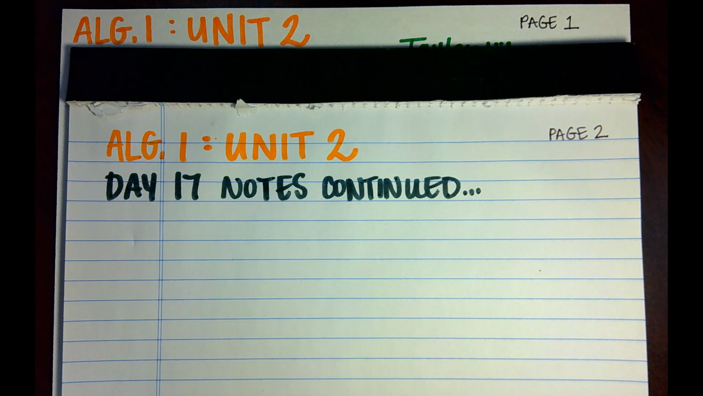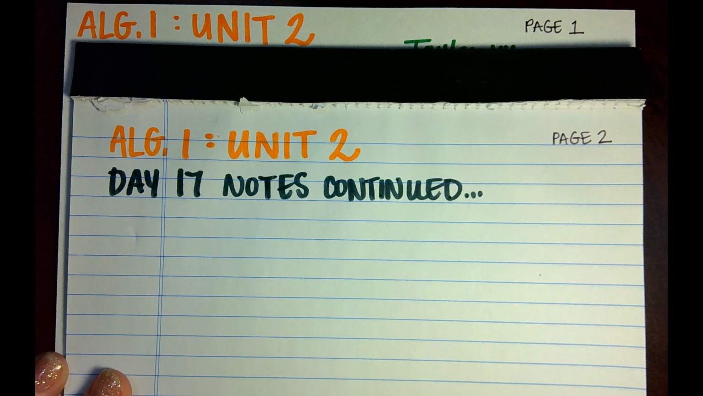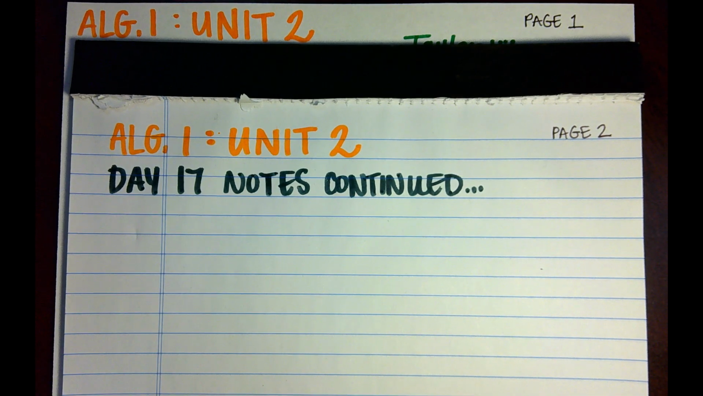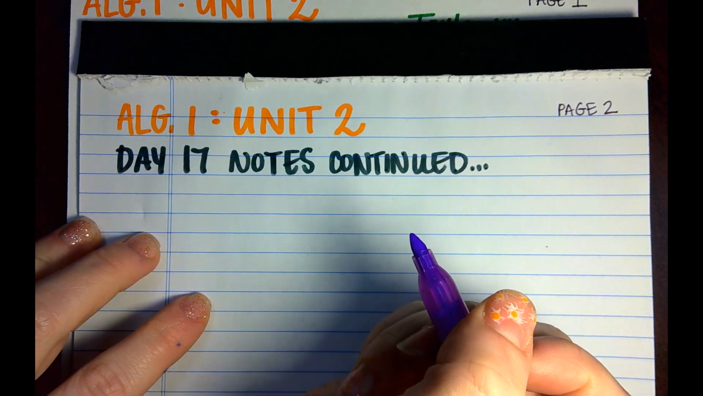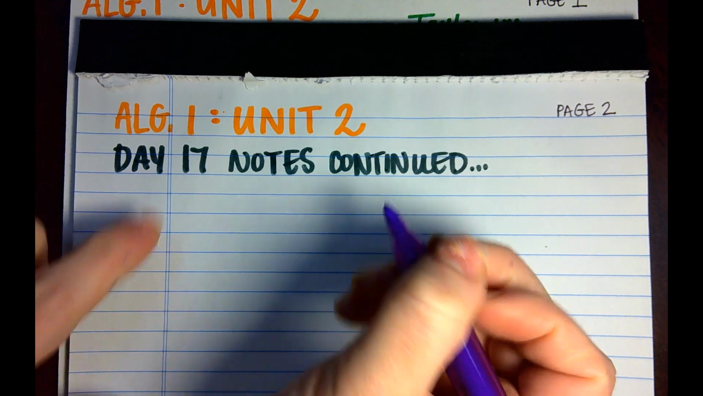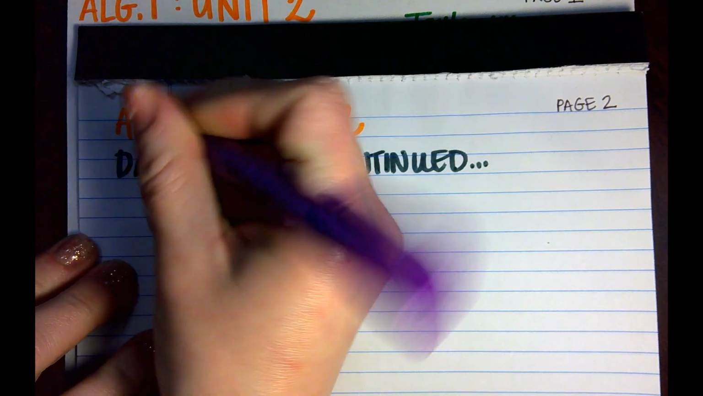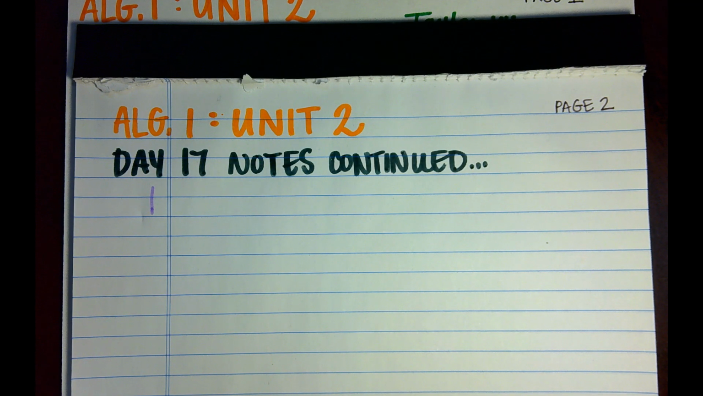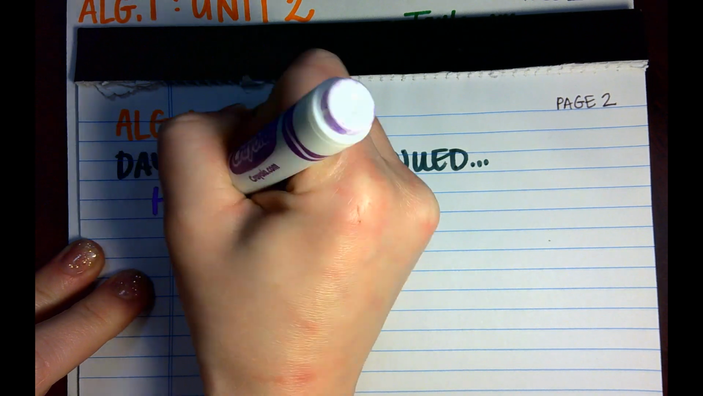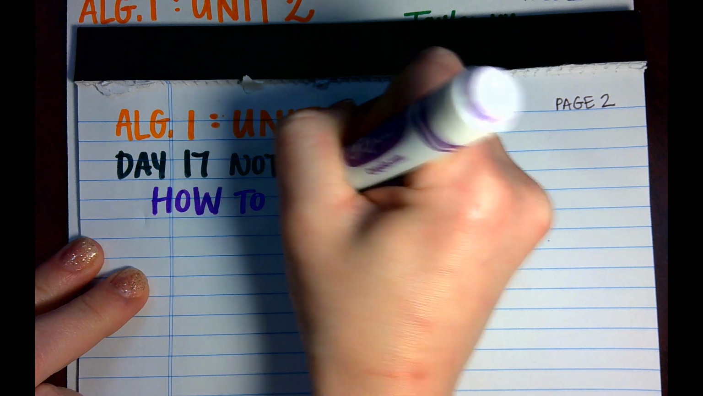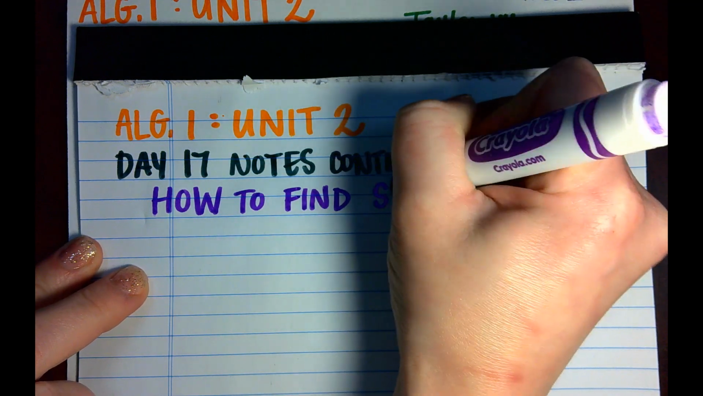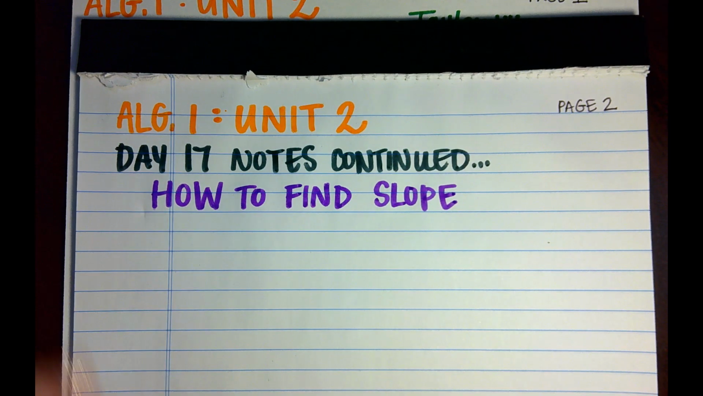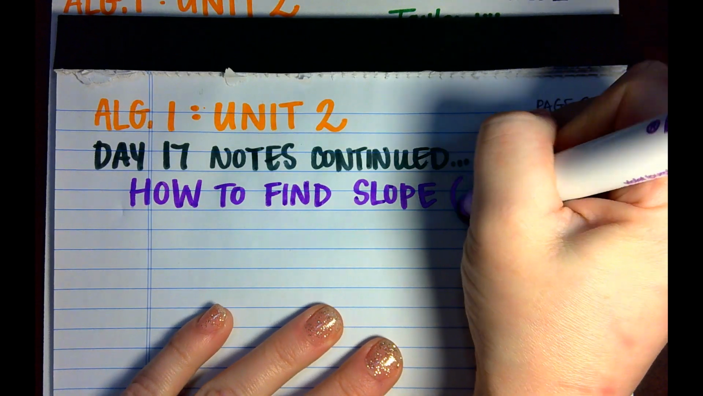Let's look at some of the things we have been talking about for a little bit of time here. And I am going to write a title. This is probably going to be the easiest thing that we learn in this unit today. So, I'm going to use a different color. It's too light. This is how to find slope. How to find slope on a graph.